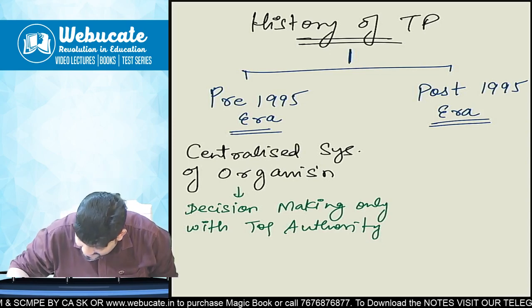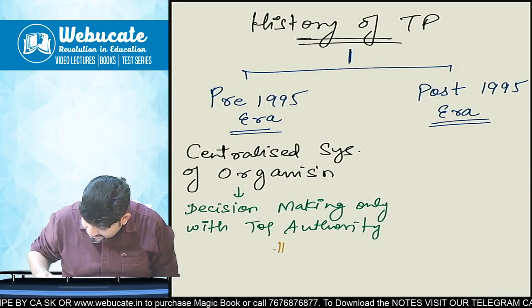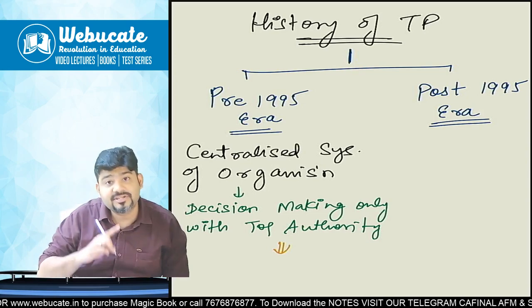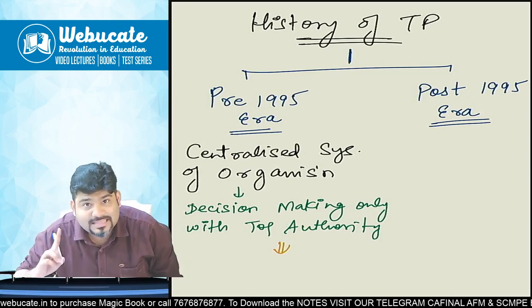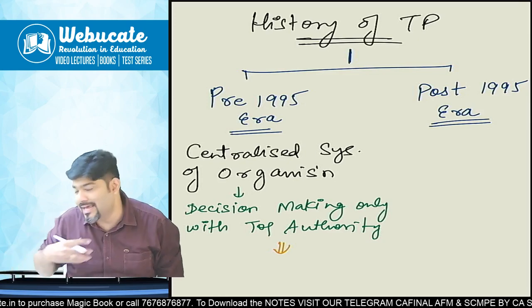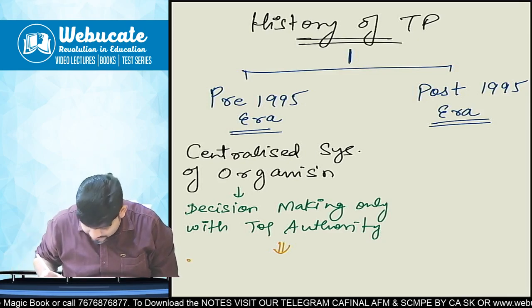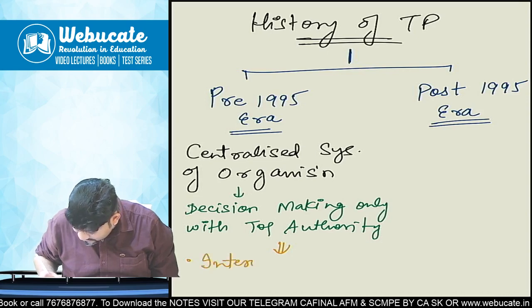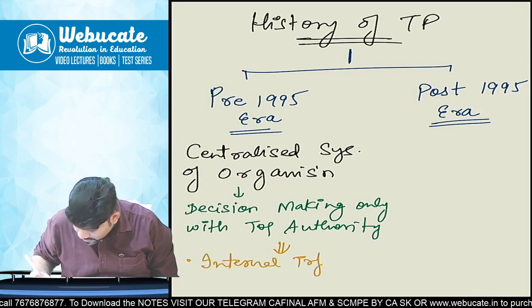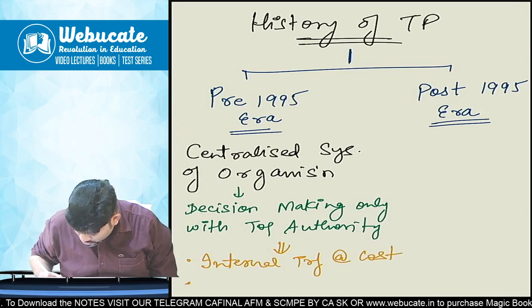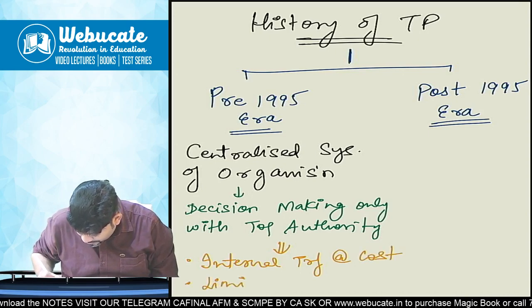And therefore, in the pre-1995 era, internal transfers used to happen, but they were at cost, and hence no chartered accountant required. So internal transfer was at cost only. So limited scope of CA.